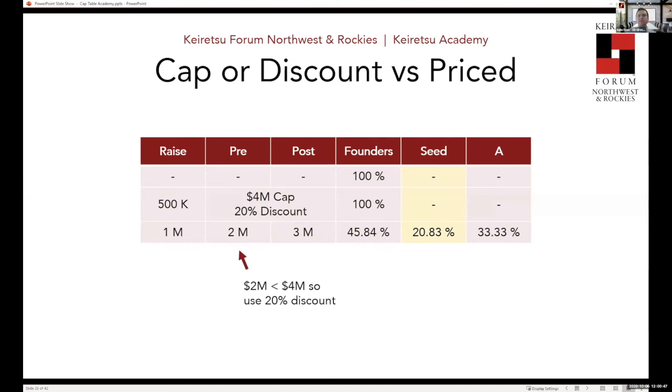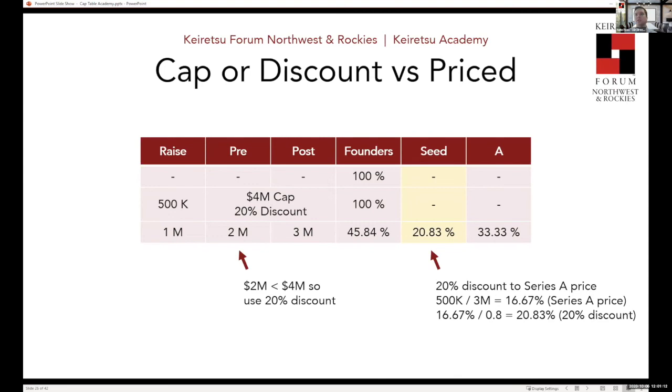To give a little bit of a different example, the flip side of that is, let's say that the company actually raises at a pre-money that is less than the cap in the next round. So in this case, 2 million is less than 4. So we're going to ignore the cap in this case, and we're going to apply the 20% discount. And there's a couple of different ways to do the math. And again, as I'm using these examples, I'm using percentages instead of numbers of shares, just to try to keep things consistent across companies.